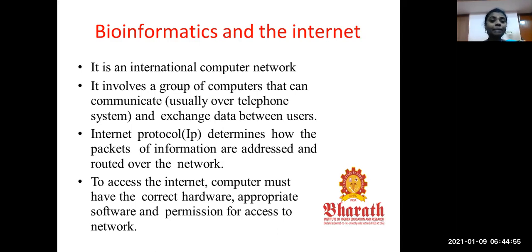So the IP, Internet Protocol, is there, right? It determines how the packets of information are addressed and routed over the network. So this Internet Protocol plays an important role here. And to access the internet, the computer must have the correct hardware, appropriate software, and also permission for access to the internet. For sharing or storing the data, these are the main important things here. So this is the main thing.